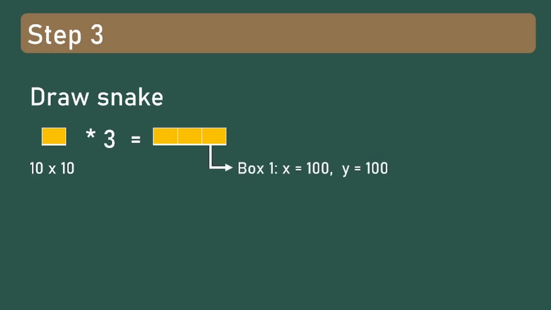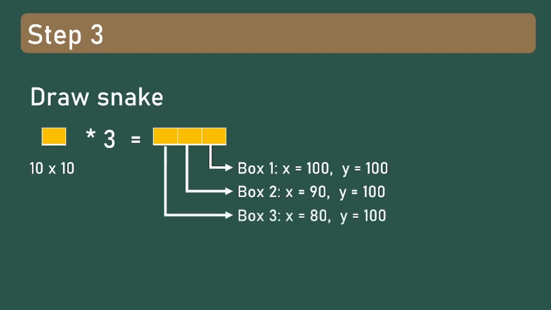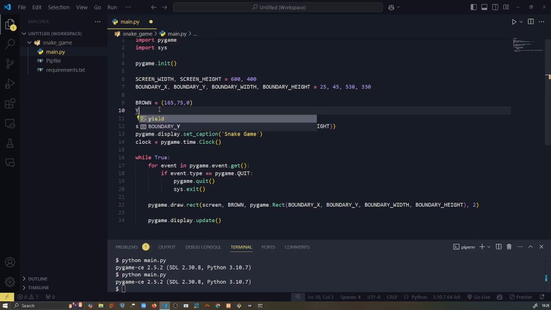For the first box, we'll have a position of 100 for X and 100 for Y. For the second box, X will be 90 and Y will be 100. And for the third box, X will be 80 and Y will be 100. So I want the snake to be yellow. So I'm going to define a constant to store the value for the yellow color.